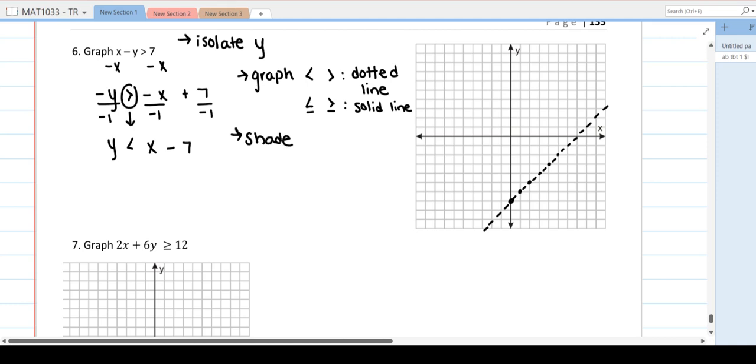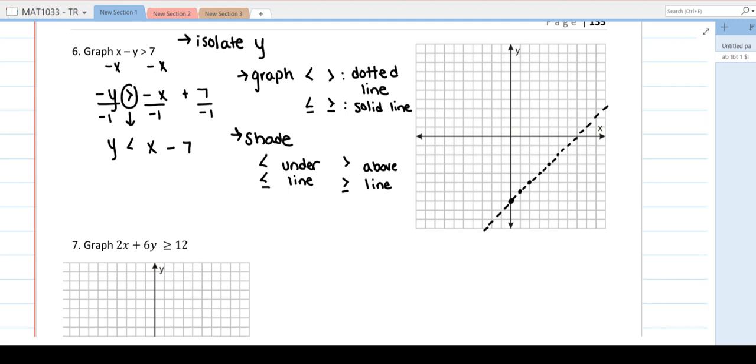Here are your guidelines for shading. Less than or equal to, you're going to shade under the line. Greater than or equal to, you're going to shade above the line. So there's no tricks to it. Less than, go under. Greater than, go above. So this is less than, so I'm going to go under the line.